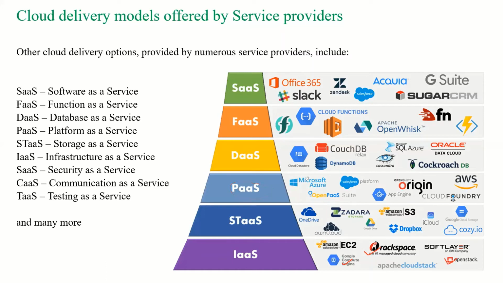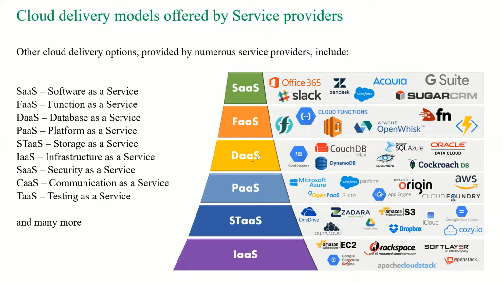Next comes platform as a service. Here we have many service providers: Microsoft Azure, Salesforce, AWS. Once again, most of these service providers offer more than one type of service. That's why you can repeatedly see the same name in almost all the places.